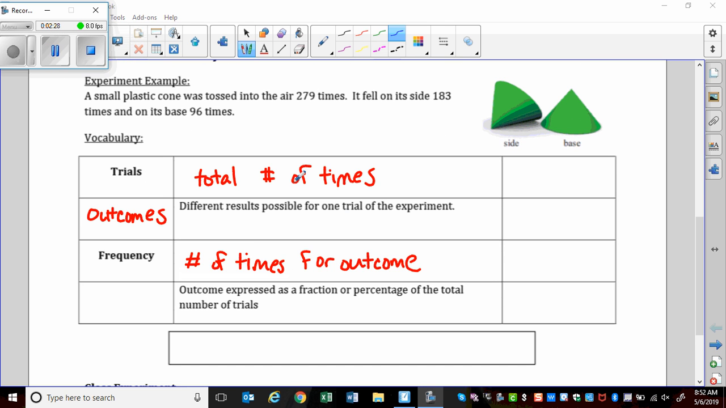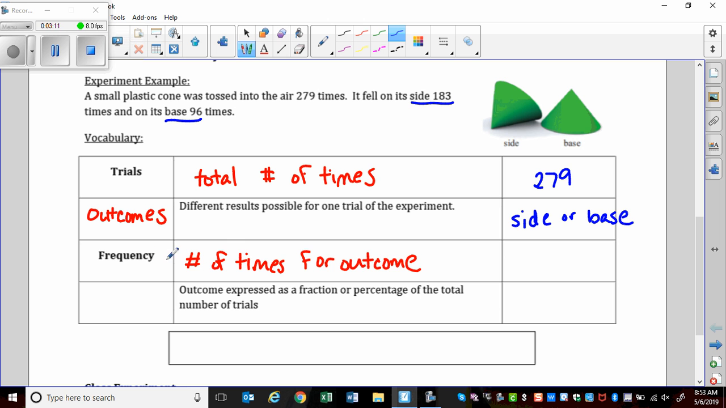So I just had to read this. A small plastic cone was tossed into the air 279 times. It fell on its side 183 times, so the side is 183, and on its base 96 times. So the trial is the total number of times we flip or toss this cone, and the total number of times is 279. The outcomes are going to be the possible results. So different results possible for one trial of the experiment. We only have two outcomes. The outcomes are going to be either it's going to land on the side or base.